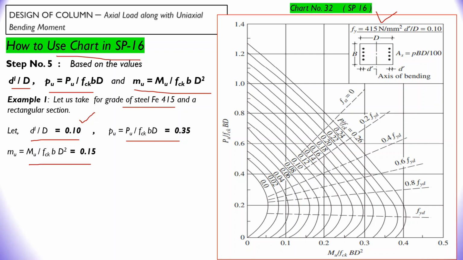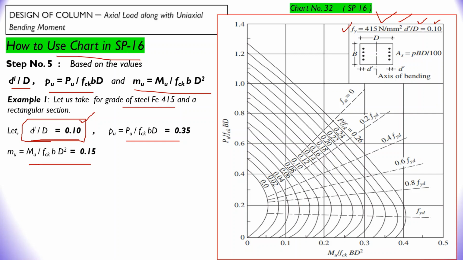Any chart in SP16 will be shown like this. You can see at the top right corner, the grade of steel is mentioned and the D dash by D ratio is mentioned. So here the D dash by D ratio is 0.1, yes, here it is also 0.1. And the grade of steel is Fe415, again it is Fe415. And we are going to design a rectangular section, okay, and reinforcement is equally distributed.